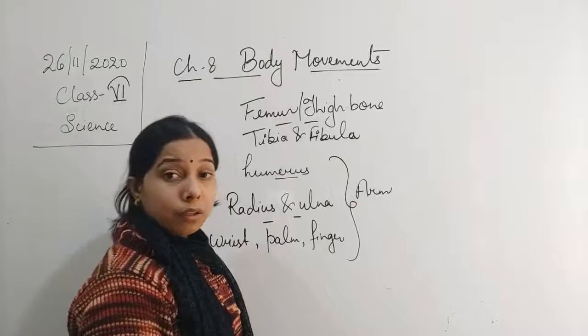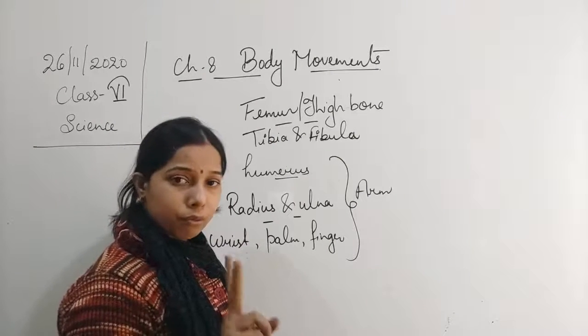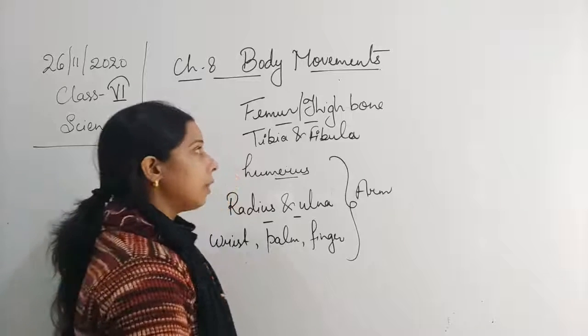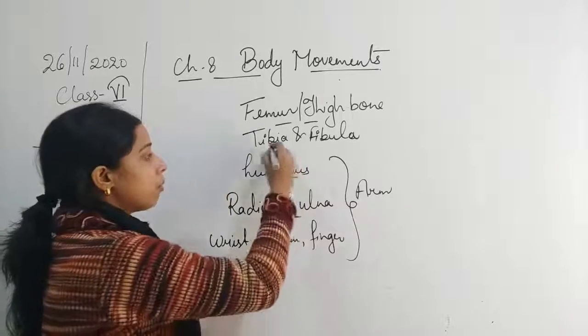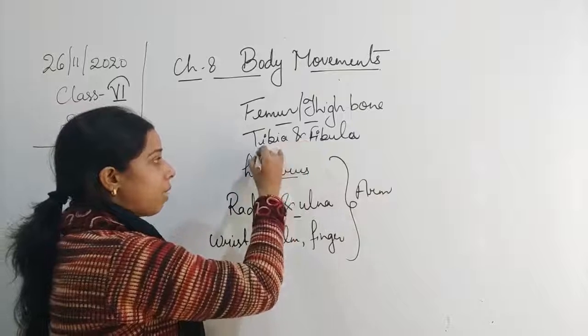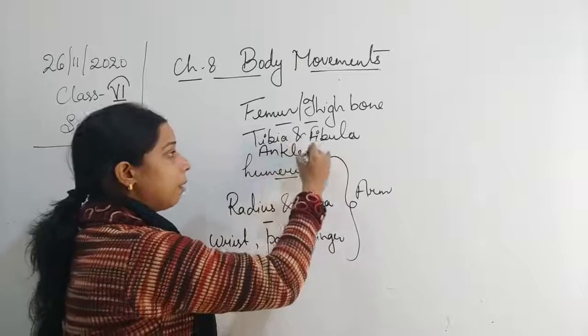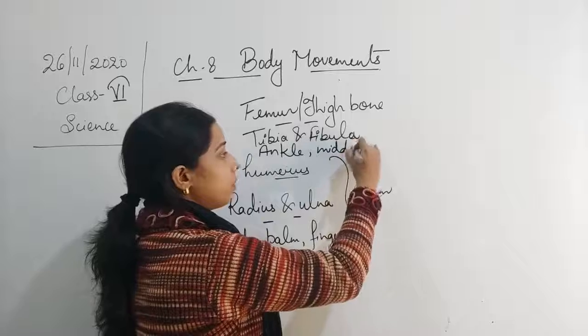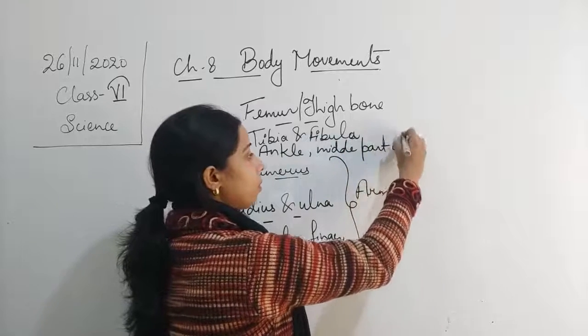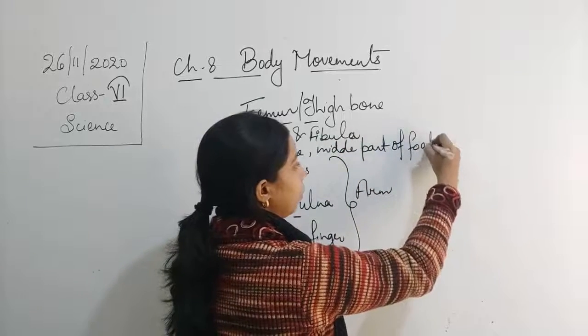So we have seen that in the lower arm and also in the lower leg, two bones are there, and then the foot is there. This foot is divided again into the ankle, then the middle part of the foot, and finally the toes.